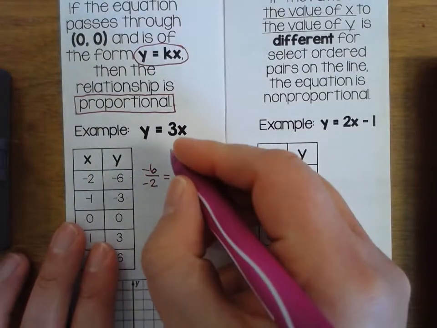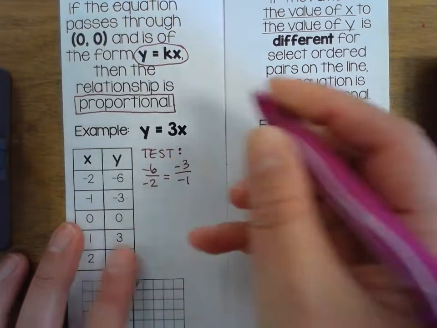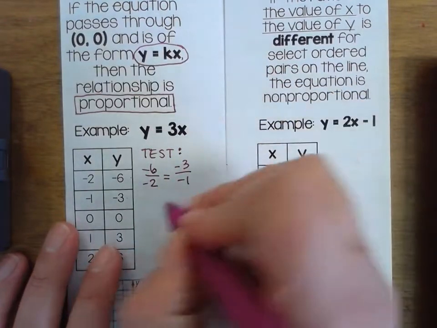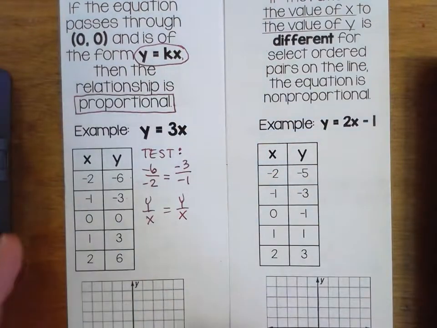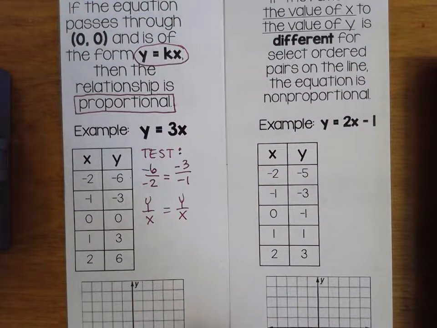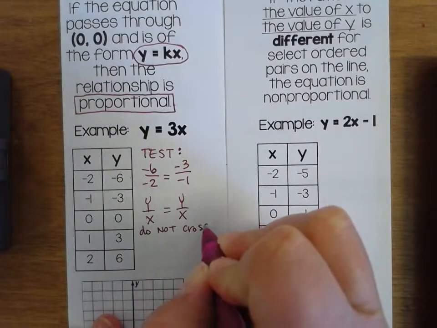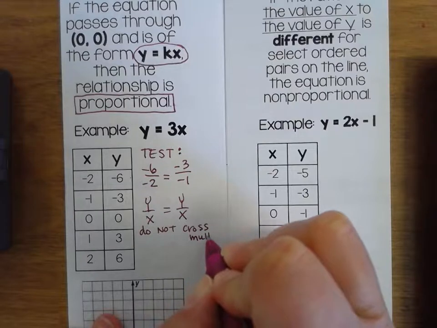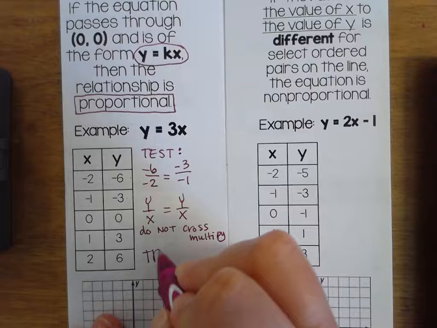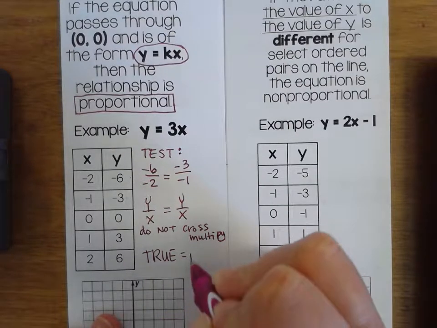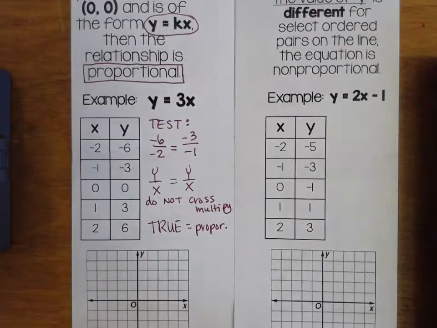So I'm going to write test up here. I'm going to say that we did our y values over our x values to see if they are proportional. So we didn't have to cross multiply. And then if it comes out true, that means it's proportional. And I'm just going to abbreviate that propor.